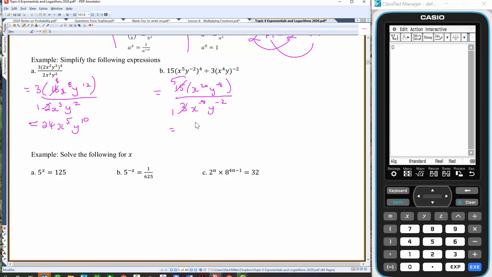Okay, so that's going to be 5x to the 28, y to the negative 6, and probably appropriate. It doesn't say to write your indices as only positives, but I would.